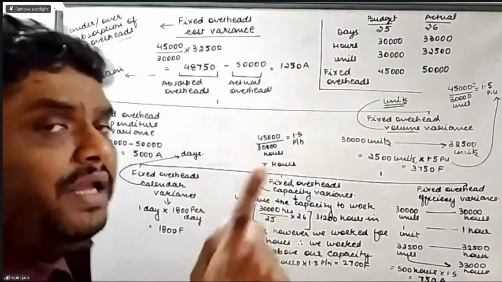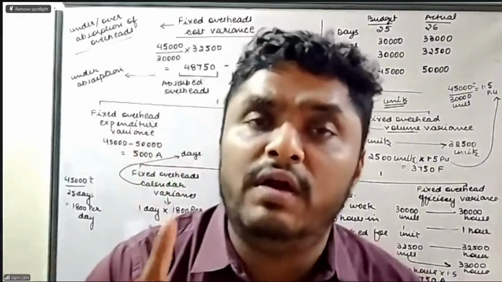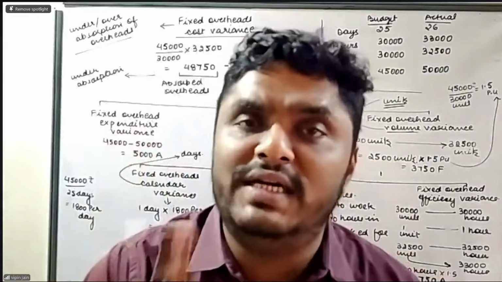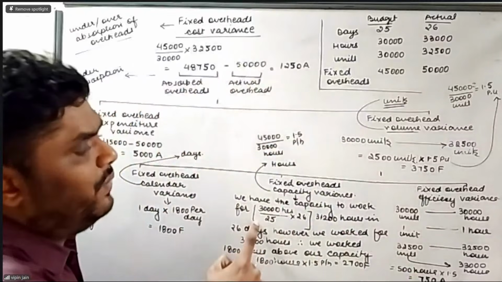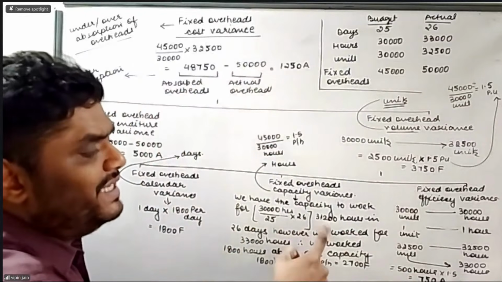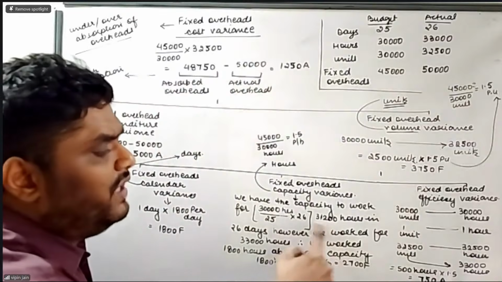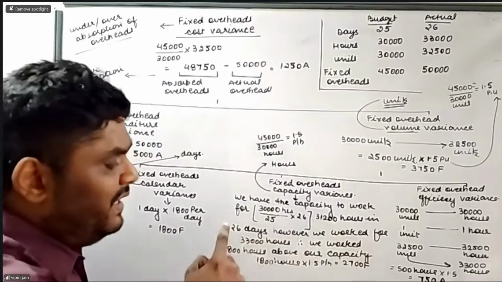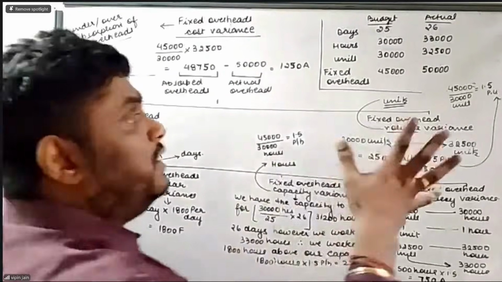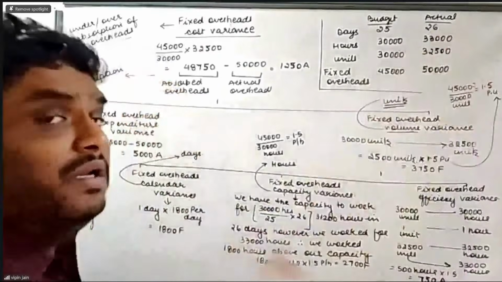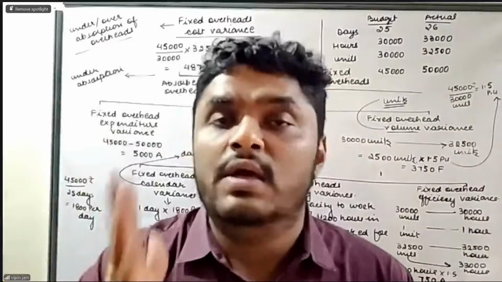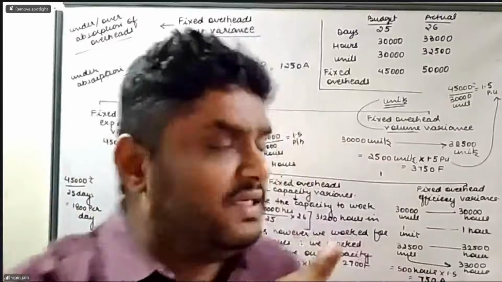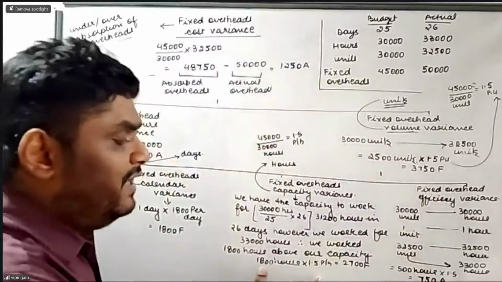Capacity: our capacity was to work for 31,200 hours in 26 days. How come 31,200? 30,000 hours in 25 days, so in 26 days my capacity was 31,200 hours. But in these 26 days, instead of 31,200, we worked for 33,000 hours. That is 1,800 hours we worked above our capacity. It's a good sign for the company, and since it is hours, we'll be applying the rate per hour.